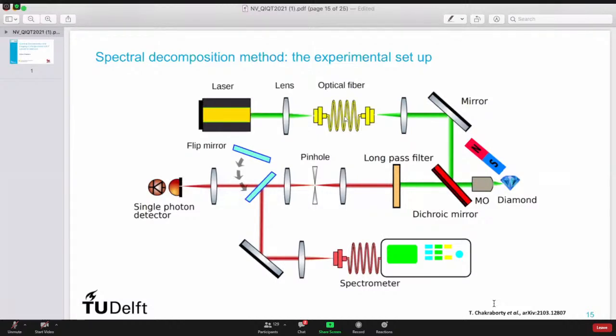And then the fluorescence is collected back by the same microscope objective. It transmits through the dichroic mirror. Then there is a long pass filter, which basically filters out any residual green signal. Then we use a lens to focus it into the pinhole. And then we have two different detection pathways. One is to directly see the fluorescence and use it in confocal microscopy, and the other way, we couple the signal into a multimode optical fiber and then do the spectroscopy.